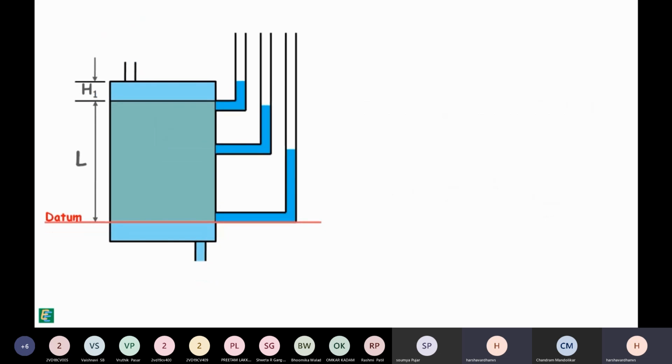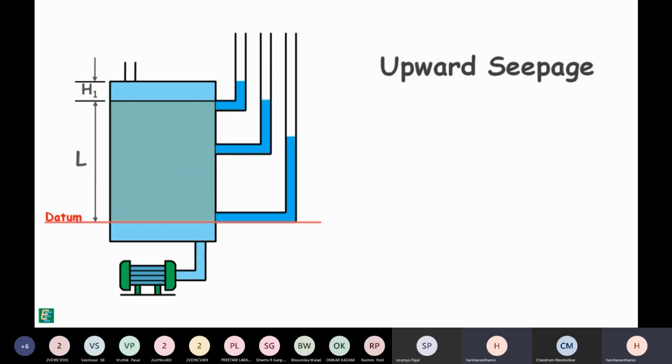Now let's reverse the situation and attach the water source to the bottom wall. Now the flow of water in the sample is in upward direction and upward seepage is taking place. We notice piezometric levels in the standpipes have changed and total head at the bottom of the soil has now become greater than the head at the top. Let's say the head difference between the two ends of the soil is small h. So hydraulic gradient that is responsible for moving the water in the upward direction is i equal to h by L.